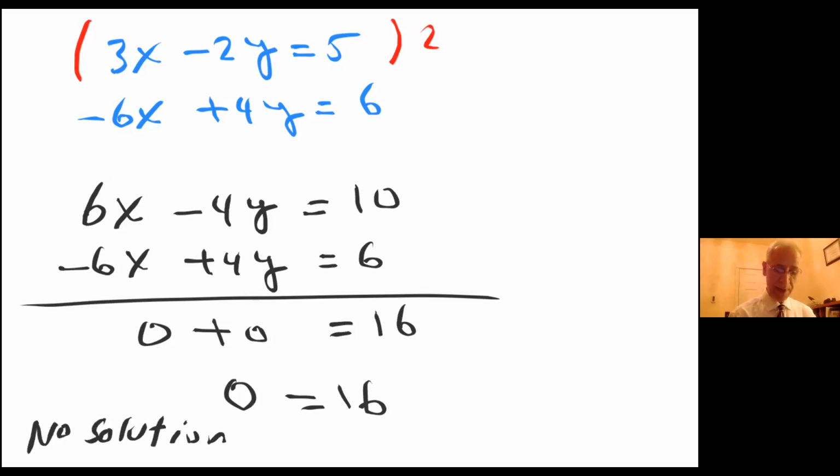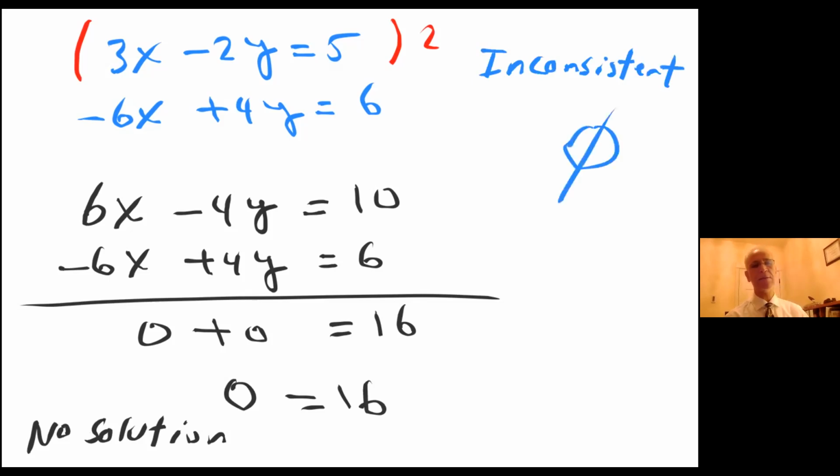We also, in math, know this system as inconsistent. Let me write it here. Inconsistent. Or some textbooks also show that as an empty set. So this one has no solution. I like the inconsistent better myself, but it is up to you.